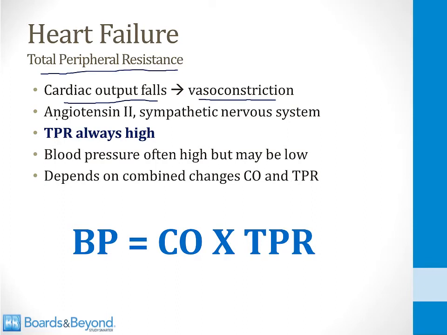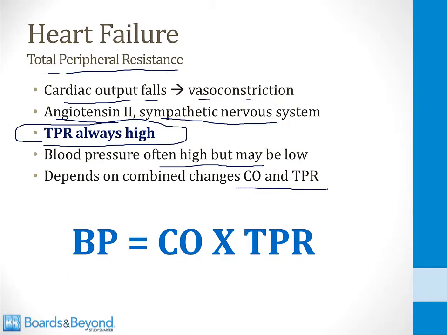In particular, angiotensin II is a powerful vasoconstrictor, and so is the sympathetic nervous system. What this means is that the total peripheral resistance is always high in patients with heart failure, and this is a high-yield detail for you to remember for Step 1 of the boards. Now, just because the TPR is high doesn't necessarily mean the blood pressure is high. Blood pressure in heart failure patients is often high, but it may be low, and that's because blood pressure depends on the combined effects of your cardiac output and your peripheral resistance.